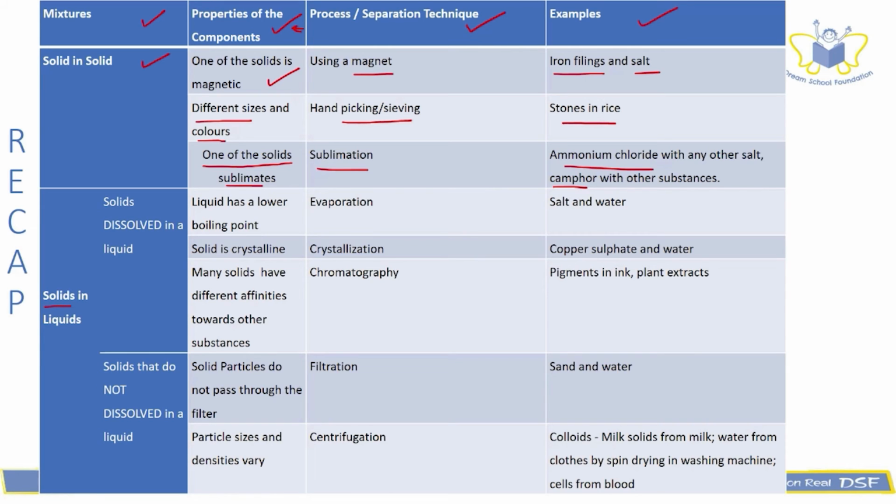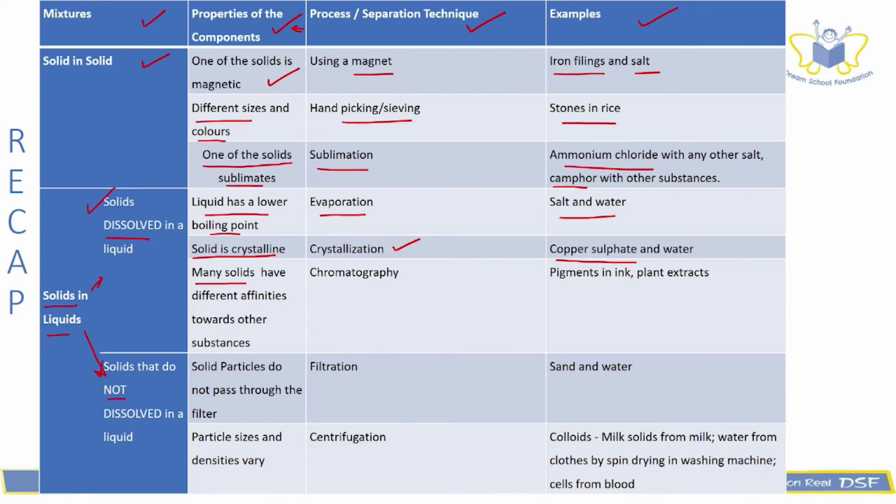Let us now look at solids in liquids. So in that case, we can have two scenarios. One in which solids will dissolve and another in which solid will not dissolve in that liquid. Let us first look at solid dissolving in a liquid. If the liquid has a lower boiling point, we can use evaporation. And the example is salt and water, sugar and water, etc. Then solid is crystalline. So we can use crystallization as the separation technique. Example is copper sulfate in water.